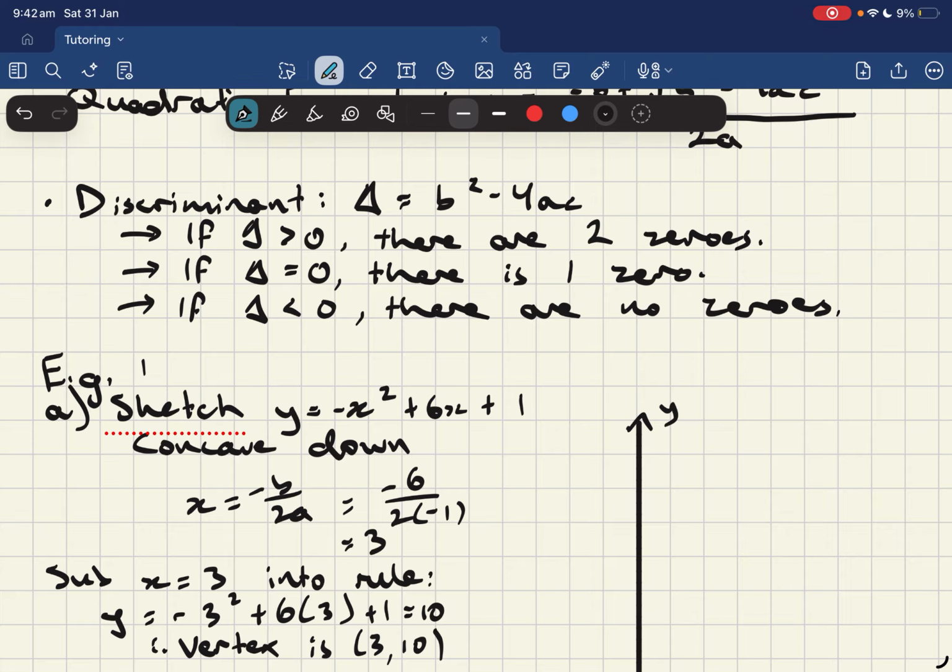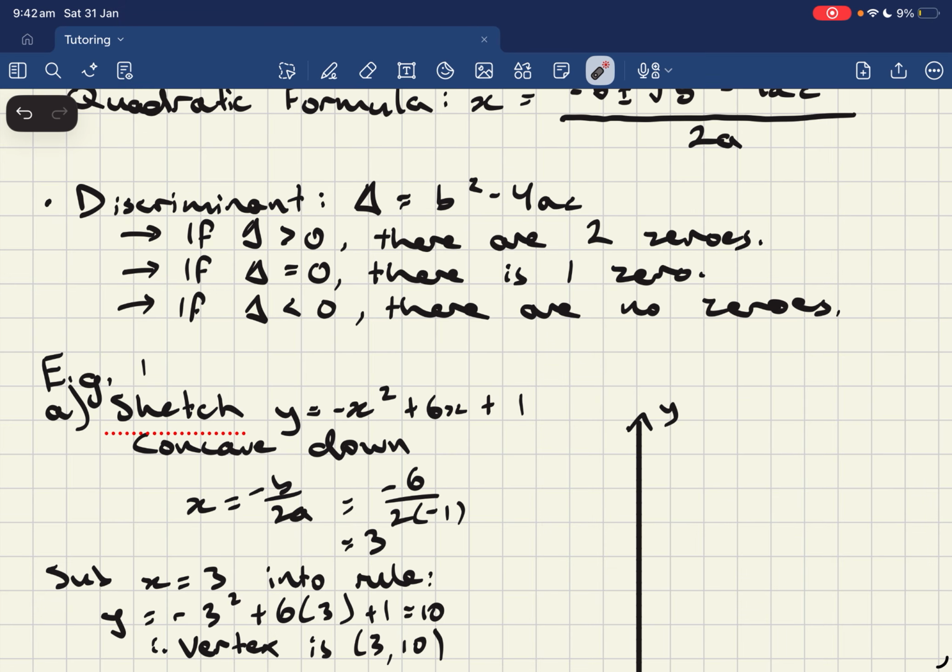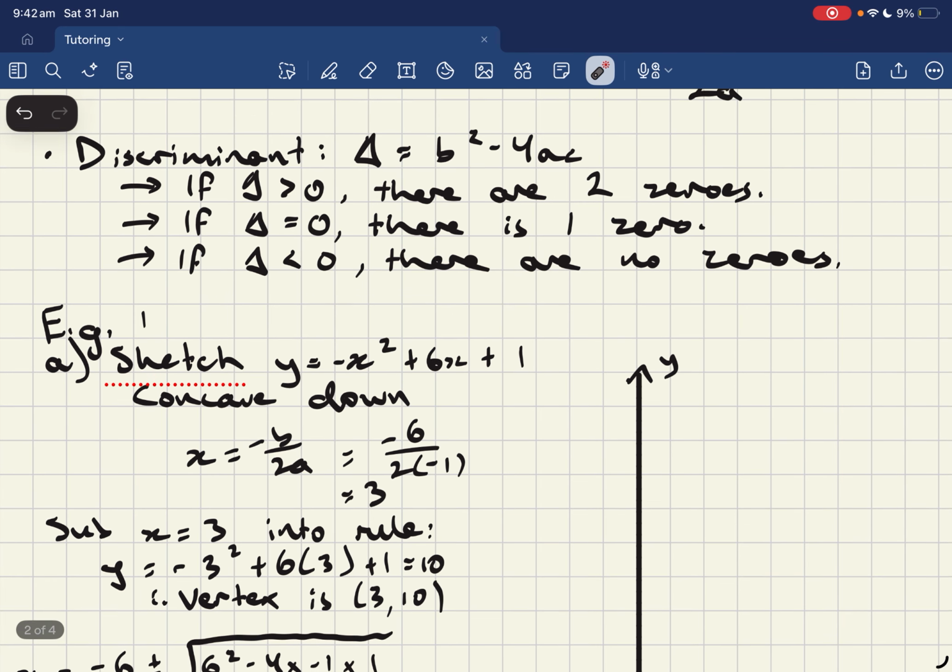Now, once we have our vertex, we can find the y-intercept as well. The order doesn't really matter. You can find the y-intercept first, but we get the y-intercept by substituting in 0 for x. So minus 0 squared plus 6 times 0. This just cancels out these terms. They cancel out to give 0. So our y-intercept is going to be plus 1.